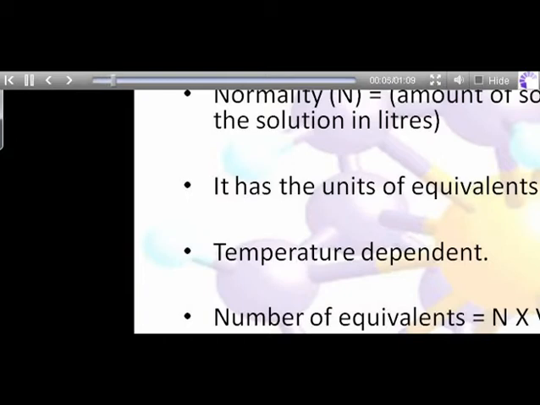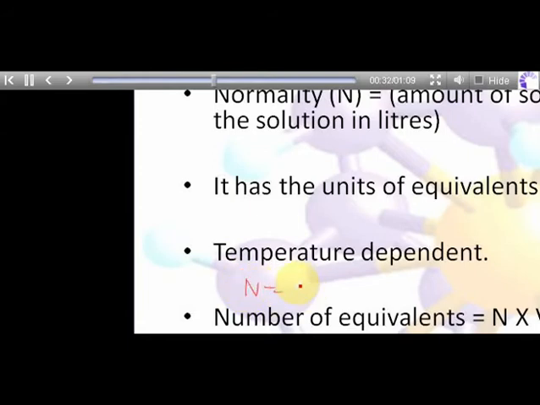The concentration of a solution can also be expressed in terms of normality. Normality can be defined as the amount of solute in equivalents dissolved in 1 liter of the solution. It is symbolized by capital N. Its unit is equivalents per liter. We note that the volume of a solution changes with temperature. Since normality depends on the volume of the solution, it is also temperature dependent.